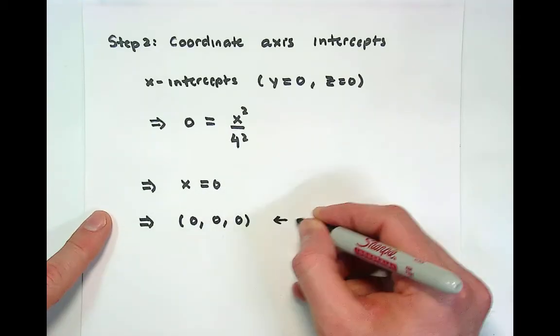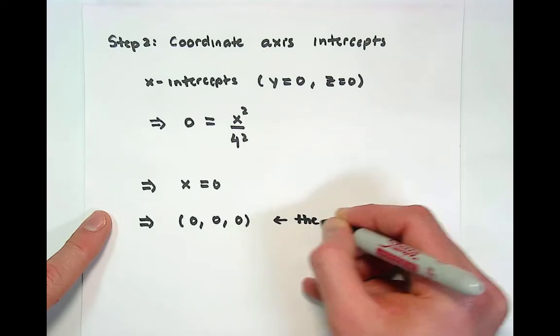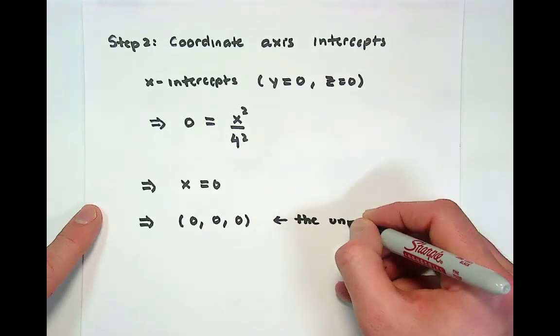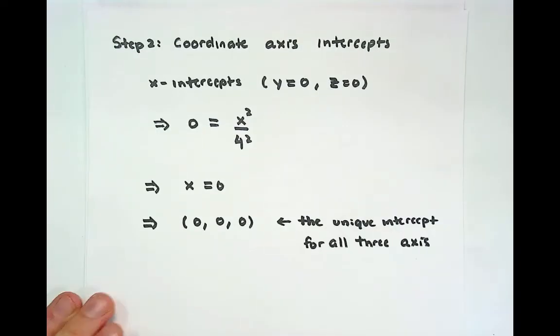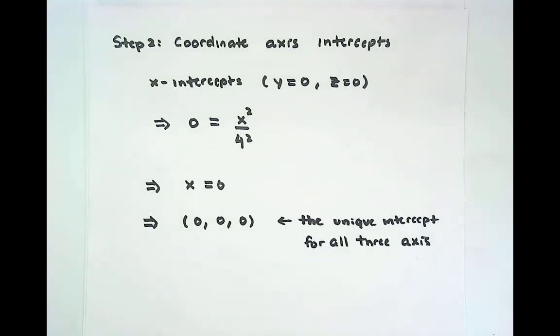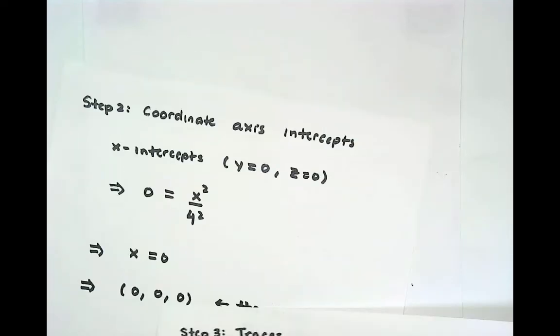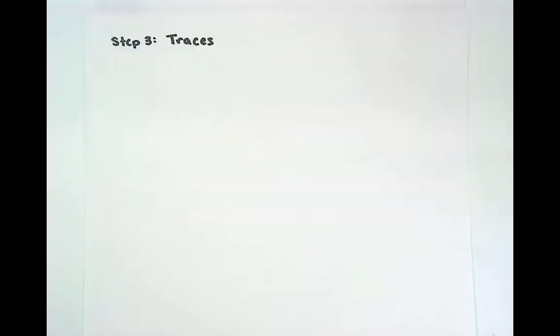Notice that this is actually the unique intercept for all 3 axes. So that was a really quick analysis, and we got lucky there. So we have infinite domain inputs. We have a single intercept. We can go on to study the traces.